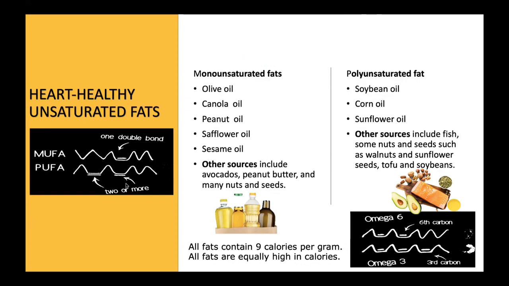Polyunsaturated fat, or PUFA, has two more kinds of fat, which is again omega-3 and omega-6. You may have heard a lot about omega-3 and omega-6 fats. Omega-3 has the first double bond placed on the third carbon, and omega-6 on the sixth carbon. It's not necessary to know. It's just showing the difference.